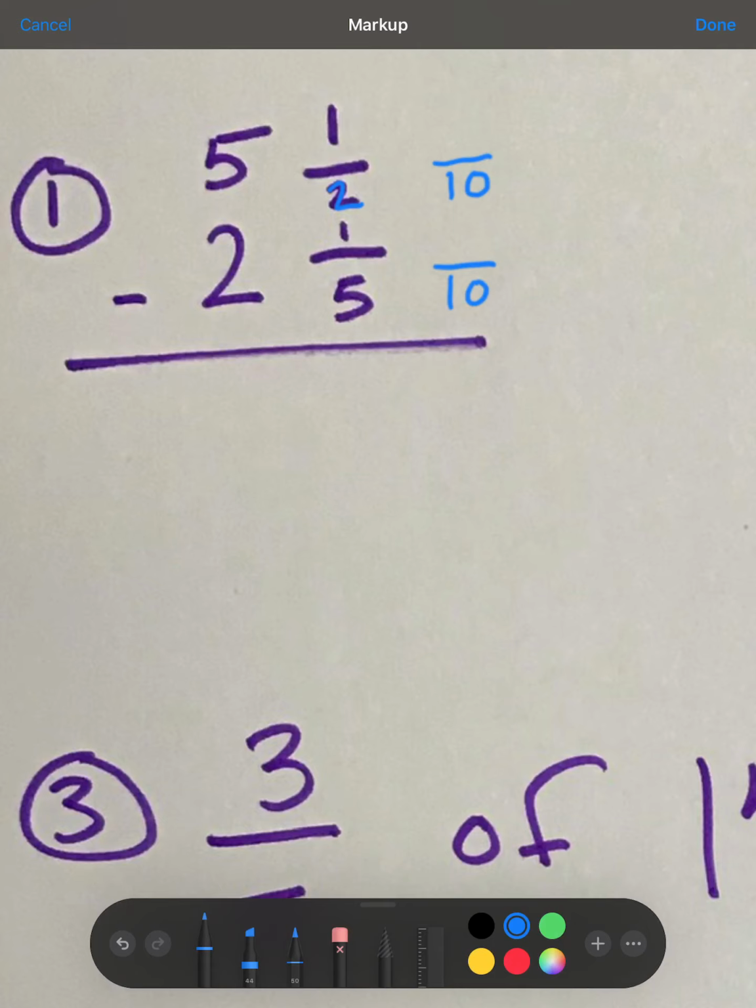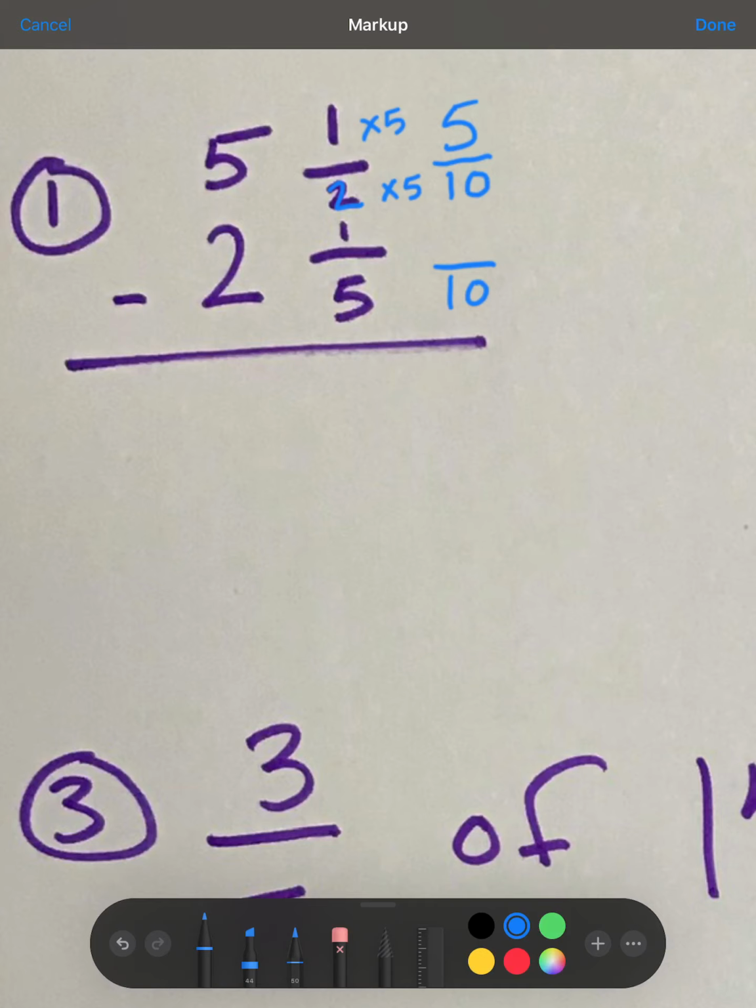But since I changed the denominator, I also have to change the numerator. 2 times what gives me 10? It's going to be 5. So if I multiply the denominator, I have to multiply the numerator. So my new fraction from 1/2 becomes 5/10.